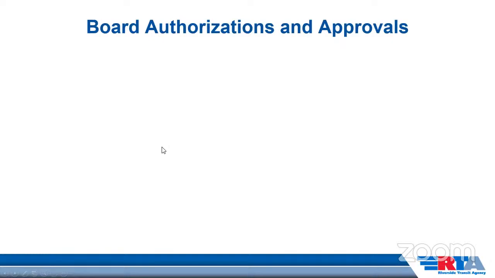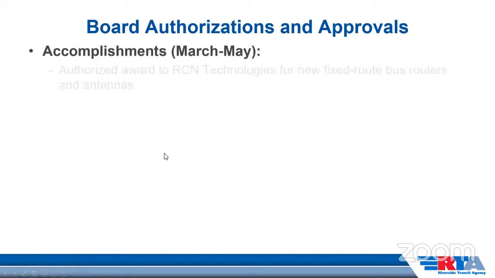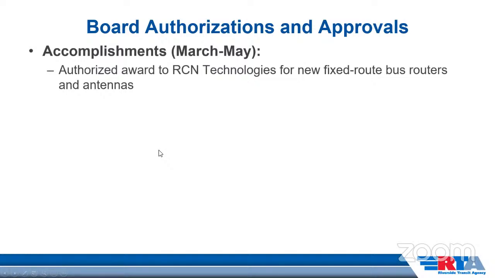In terms of board authorizations and approvals, accomplishments in the March to May timeframe, the board did authorize an award to RCN Technologies for new fixed route bus routers and antennas. The bus router is really the central communication hub on our buses. It communicates with the many systems that our bus interacts with. It's been several years since our routers have been replaced, so this new router technology will provide improved communication in terms of efficiency and timeliness.